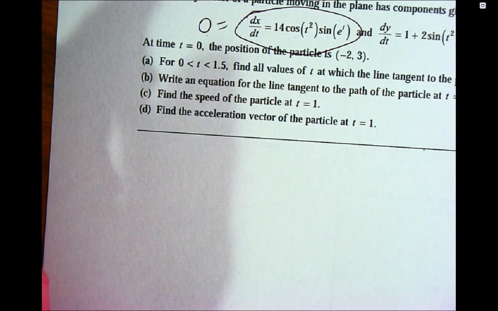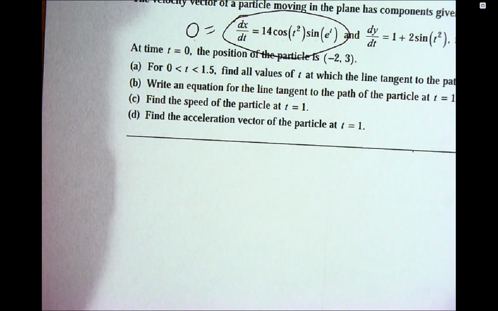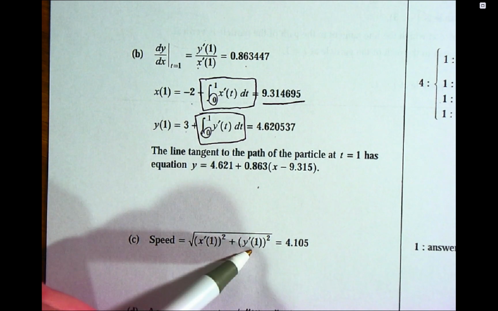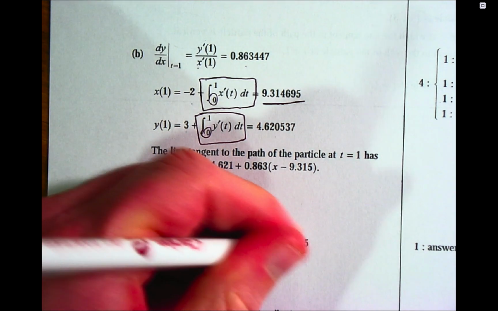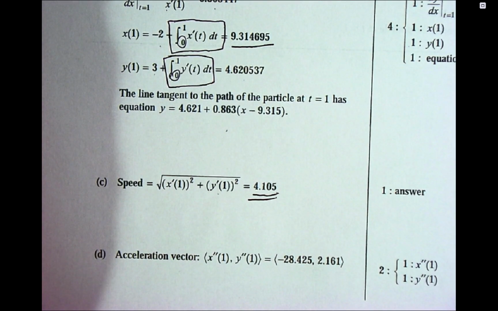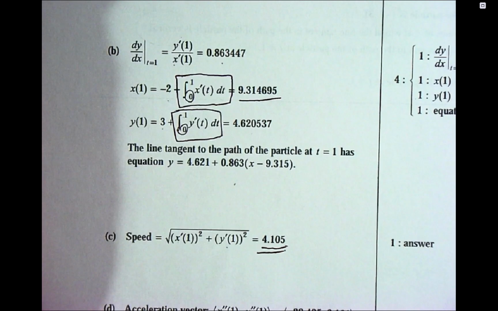Question C, find the speed of the particle at time 1. That's simply the length of the velocity vector at time 1. We had found x prime of 1 and y prime of 1 in the previous problem. We just plug it in and do the Pythagorean theorem on your calculator. You have to be careful how you type that in. There's a fair bit going on there. And accurate to 3 decimal places.